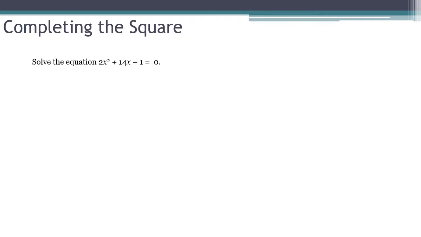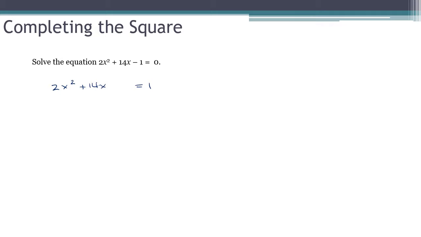All right, so how about this one? Right here, it's just a little different. There's a number in front of that x squared, but that's okay. Our formula accounts for that. Let's see, let's move the 1 over. 2x squared plus 14x equals 1.